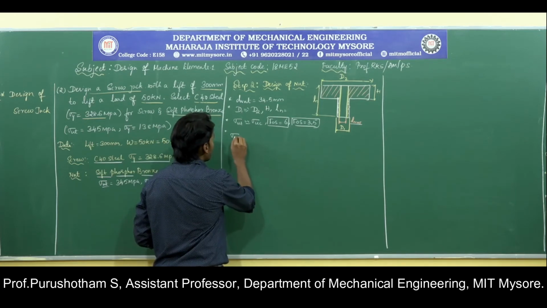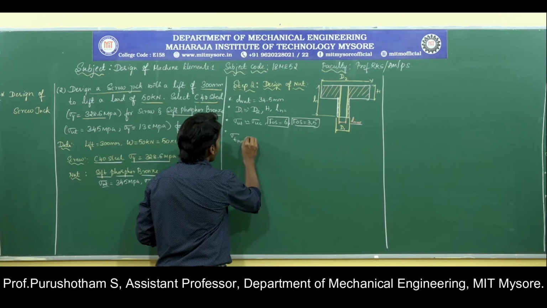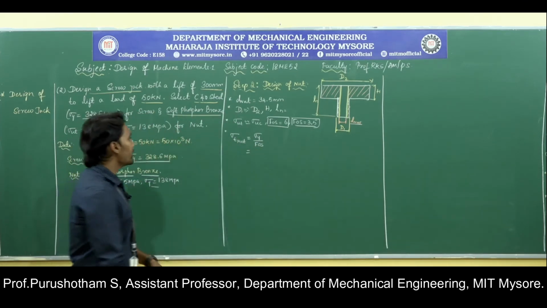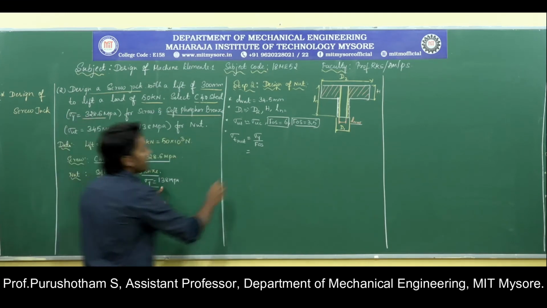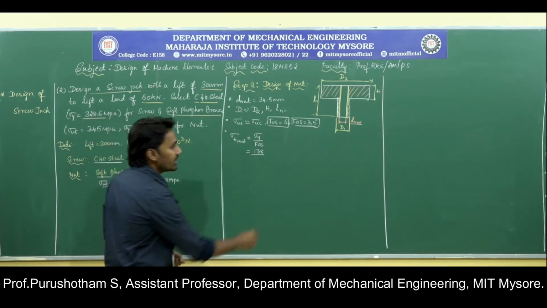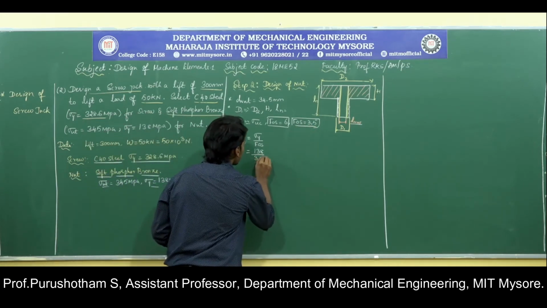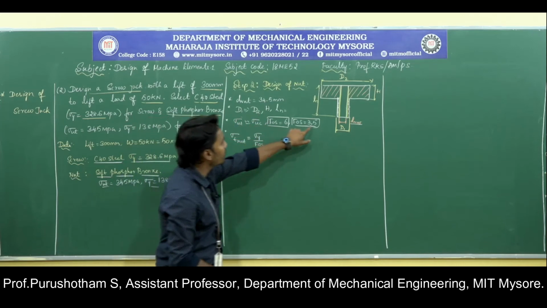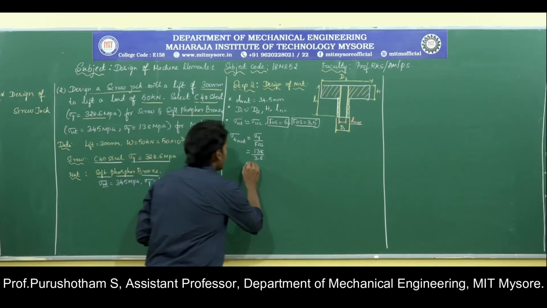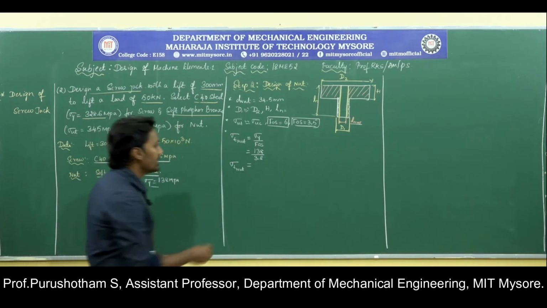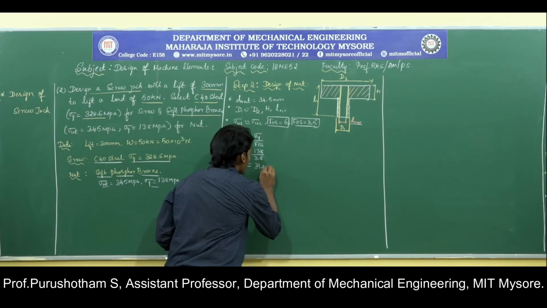Now I am going to calculate the allowable stress of the material in tension, which is given by sigma y by factor of safety. Sigma y is how much? 138. Then the factor of safety should be taken as 3.5, because for the yield stress I am assuming the factor of safety equal to 3.5. Then the allowable stress in tension for the nut material, sigma T of nut, is 39.42 megapascal.